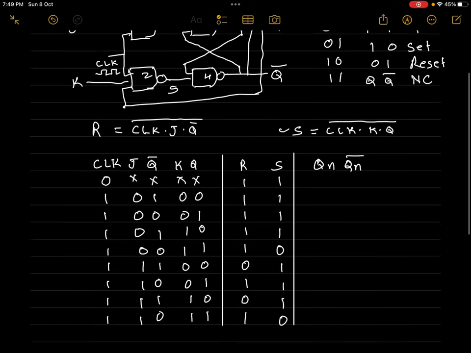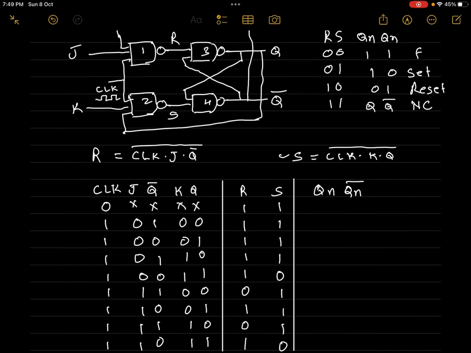So these are the values. Now we will use this table to get the value of Q and Qn bar. So when R is equal to 1 and S is equal to 1, Q and Qn bar will become Q and Q bar, which is the no change condition. Again, it will become Q and Q bar, no change condition, for the next two as well.